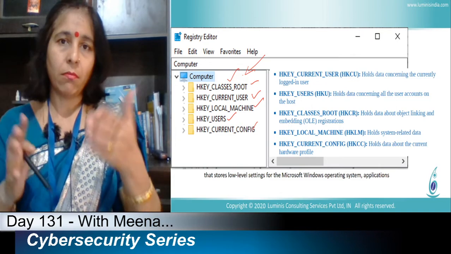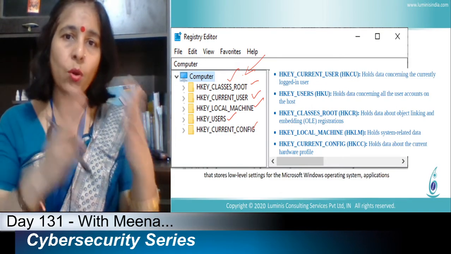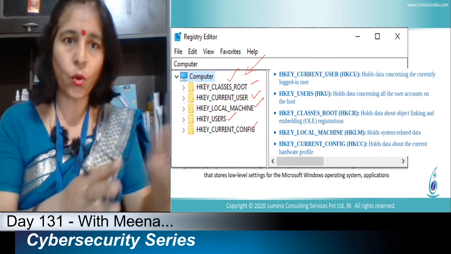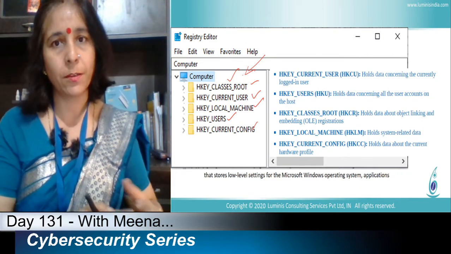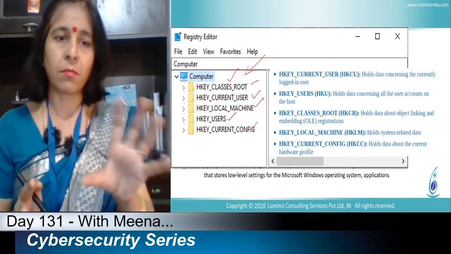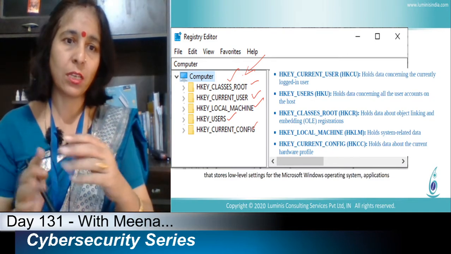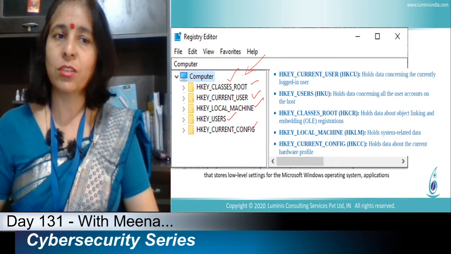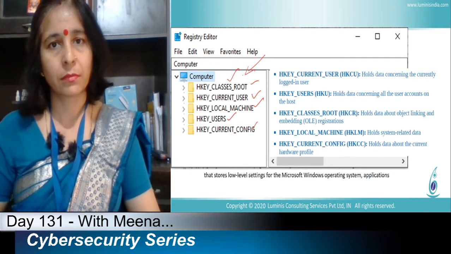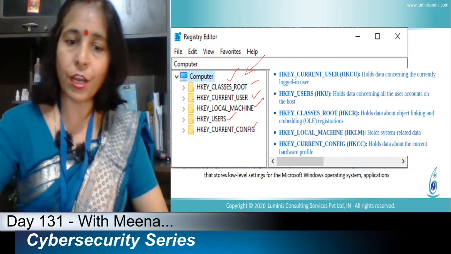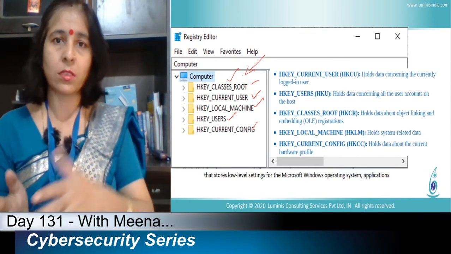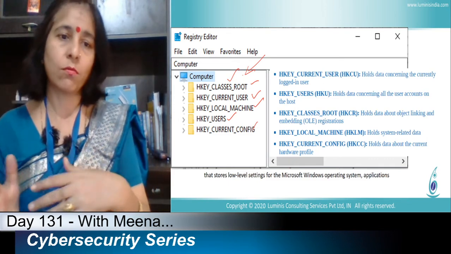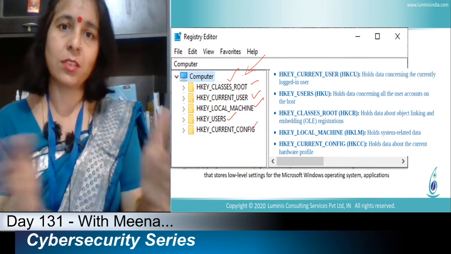So we must be sure that our registry is secure and not modified, so that we can identify some kind of malicious activity or registry entry in our registry editor. Clear? So it is very important, and hackers always make changes in the registry so that it is difficult to find where those changes are.